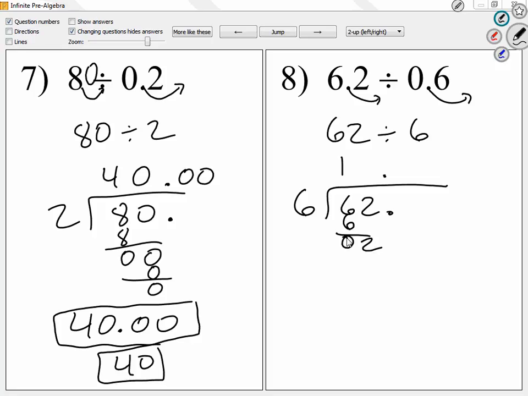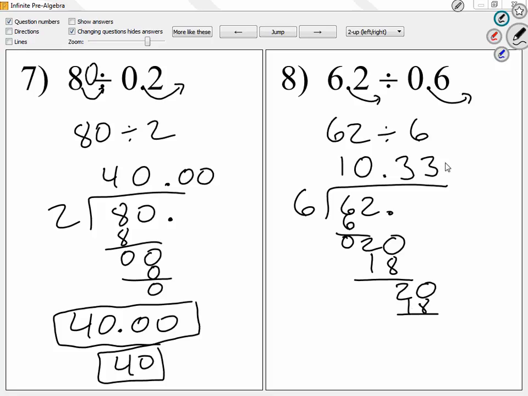We can put a 0 there if you guys wish. Then I think, how many times is 6 going into 2? Since 6 is bigger, 0 times. Now I can put another 0 here. 6 goes into 20 3 times, because 6 times 3 is 18. When I subtract this, I get 2. Remember, I can add an extra 0. Then I go 6 into 20 goes in 3 times.